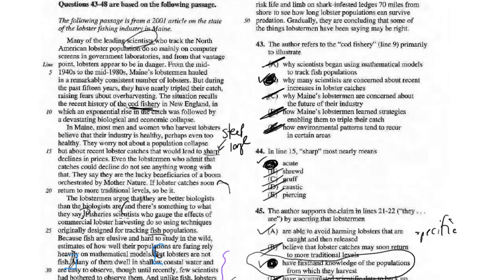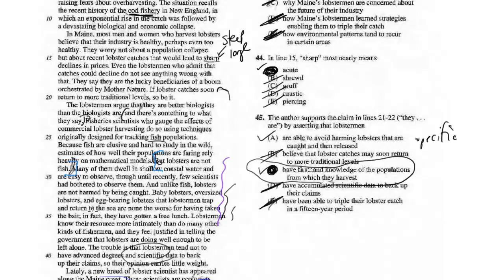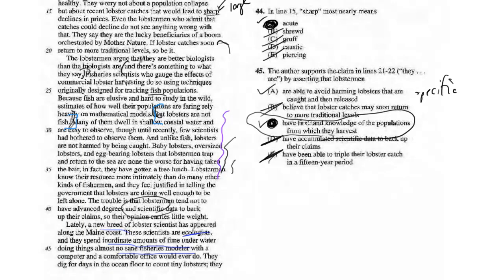Let's see. Going to go back now. In this situation, we kind of have to go back and scan and figure out what we might have missed. Probably going to be somewhere in this paragraph. Fisheries. Okay. Fish are elusive and hard to study. Estimates require mathematical models. Unlike fish, lobsters are hard to observe, but easy to catch.